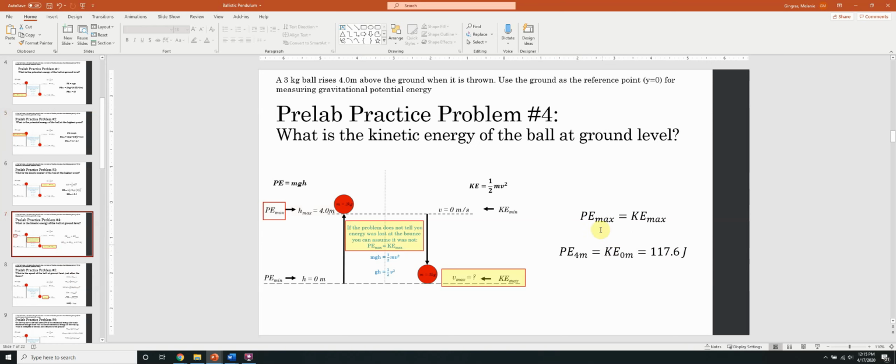So since we know that the maximum potential energy is equal to the maximum kinetic energy, well, we know that PE at 4 meters is equal to KE at 0 meters, right? Because this is PE max, this is KE max. So that means that KE at 0 meters is equal to 117.6 joules.